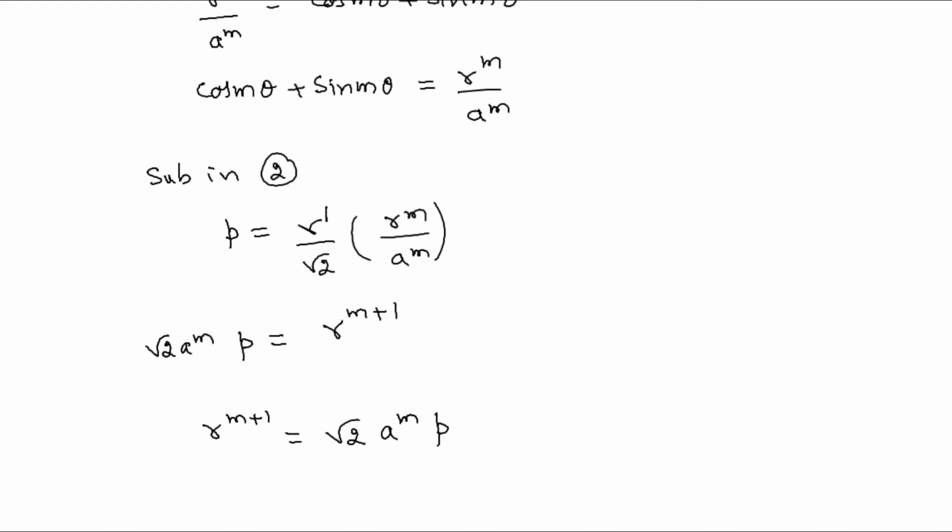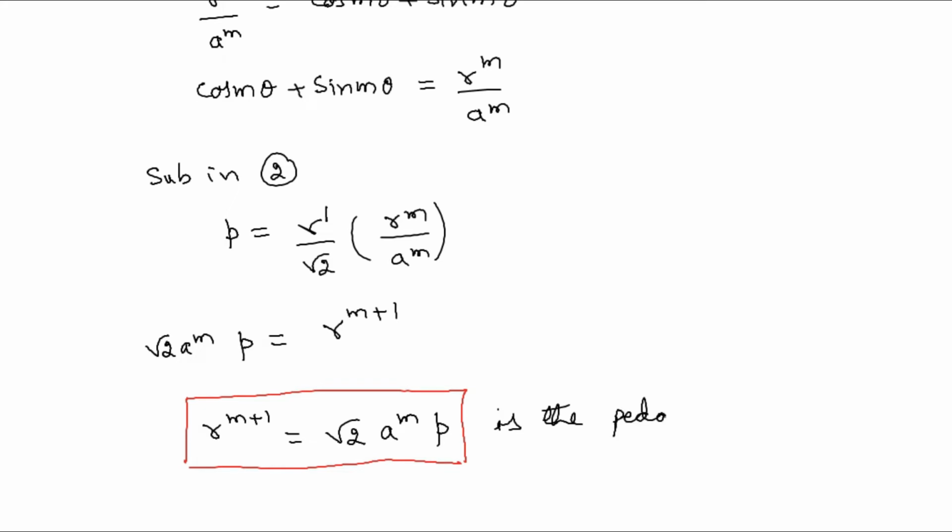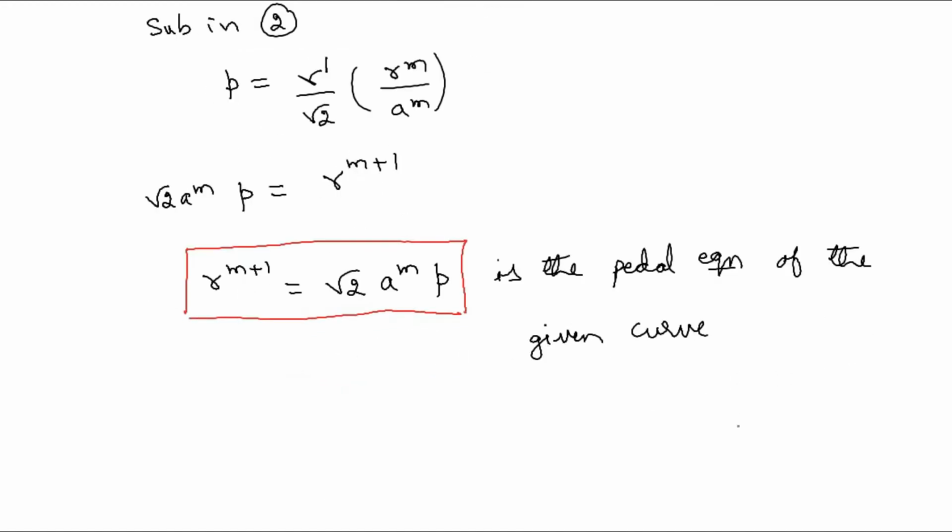You can see that this relationship does not contain theta. It contains only p and r. Therefore, this equation is called the parallel equation of the given curve. Let us move on to the next question.